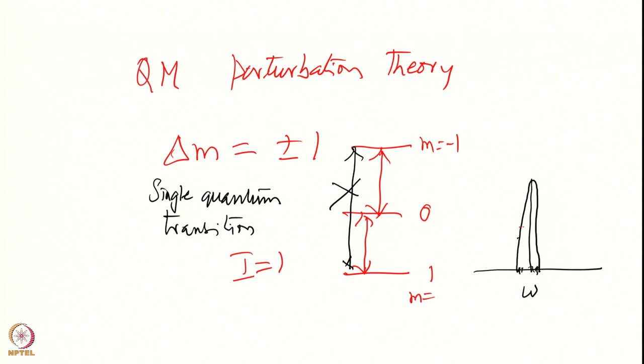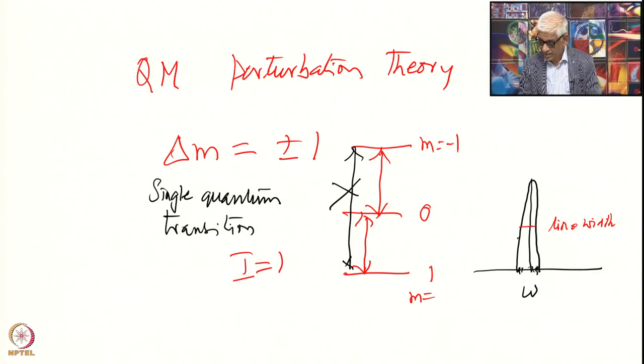This width here at half height, this is called as the line width. So, the absorption of energy does not occur only at one frequency, but there is a certain tolerance. So, there is a certain tolerance on what should be the frequency for absorption to take place. This is called as the line width. Now, what does this line width depend upon? This is something which one has to see. We can look at that.